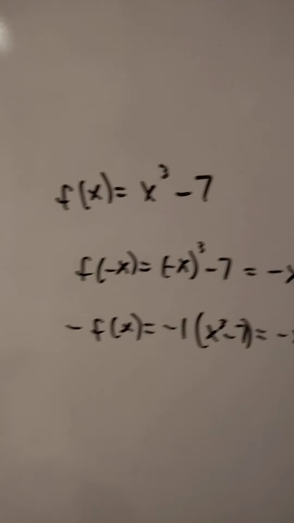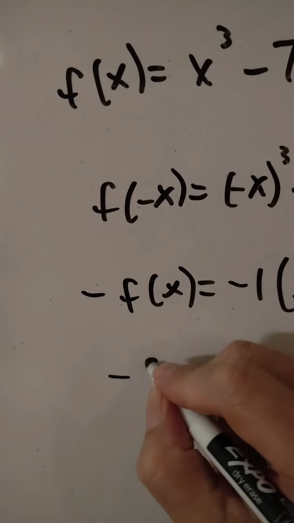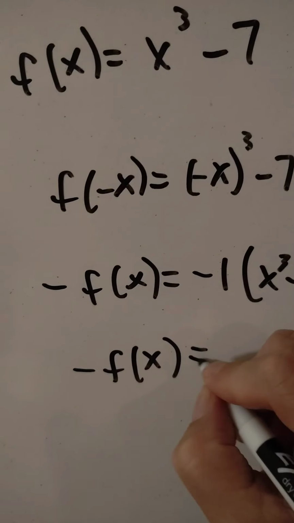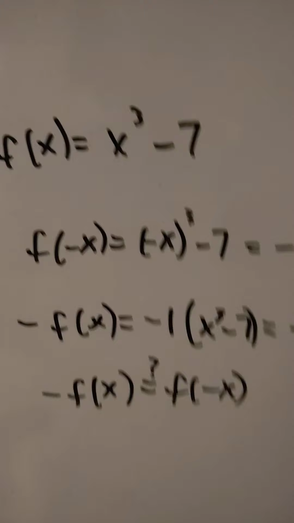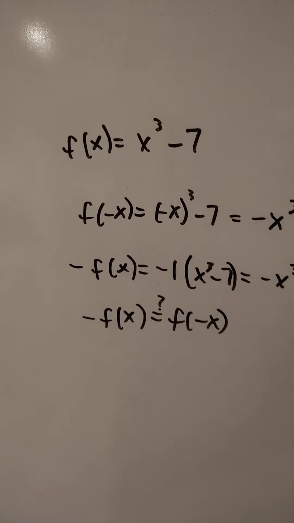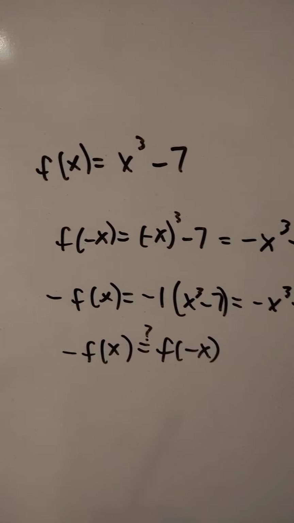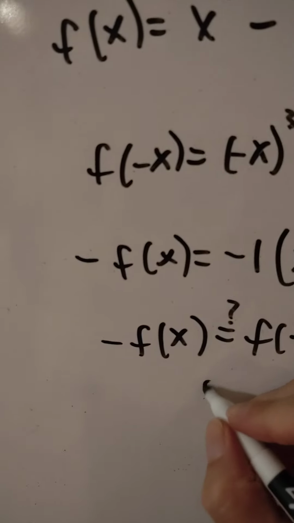Now what you do is ask yourself this. Does negative f of x equal f of -x? I'll put a question mark there. That's what you always have to do next. If that equality holds true, then it's going to be an odd function.